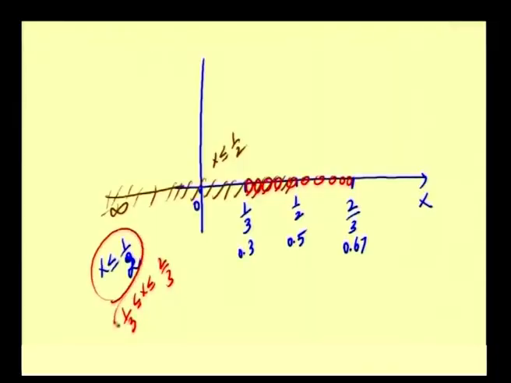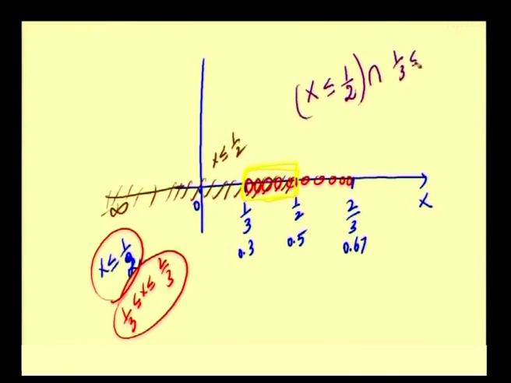The common part between x less than or equal to 1 by 2 and 1 by 3 less than or equal to x less than or equal to 2 by 3 is this particular part, isn't it? That is 1 by 3 to 1 by 2. Explaining it clearly, the intersection is nothing but 1 by 3 less than or equal to x less than or equal to 1 by 2.